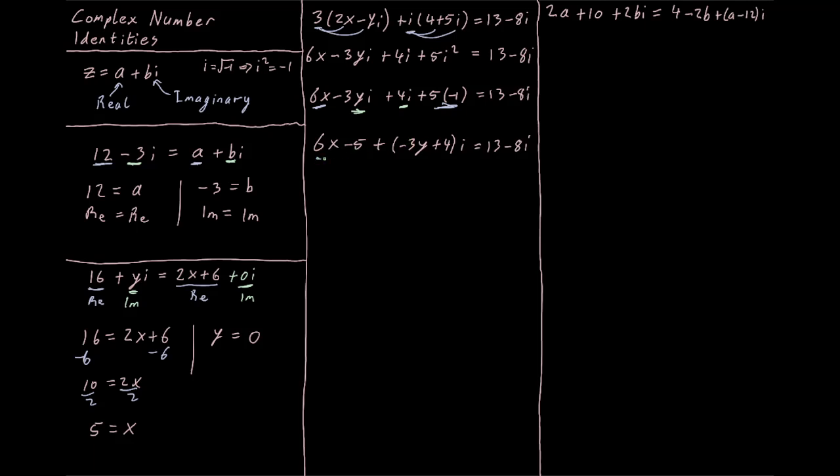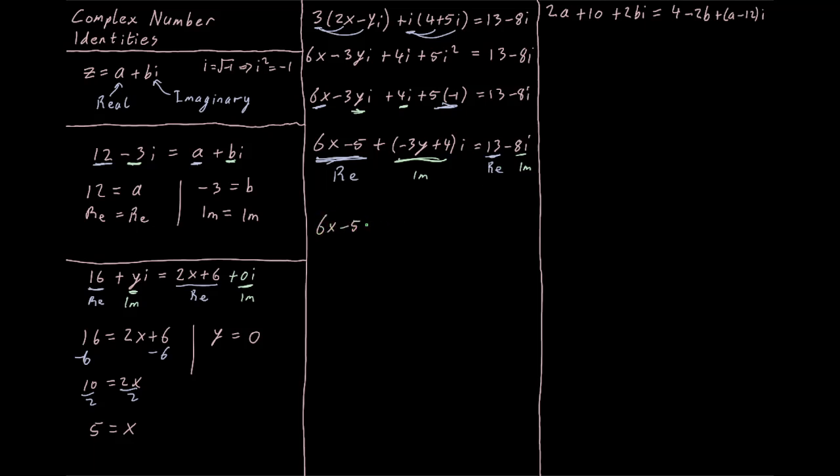So I have my real over here. My real here must be the same as the real part over here. And the imaginary part on the left-hand side must be the same as the imaginary part on the right-hand side. If those numbers are equal, the real must equal the real, and the imaginary must equal the imaginary. That gives me two equations.